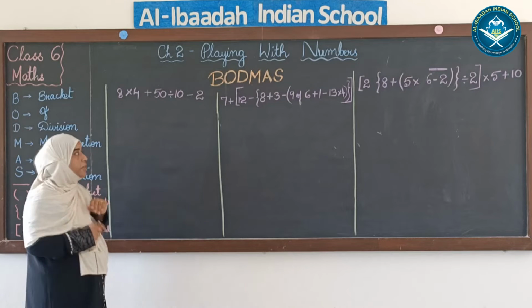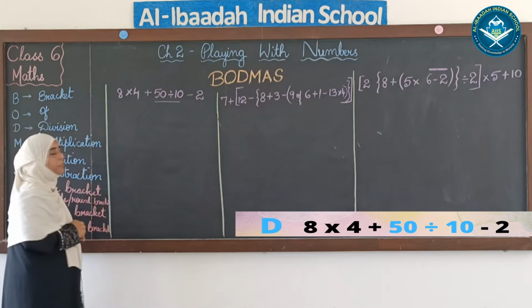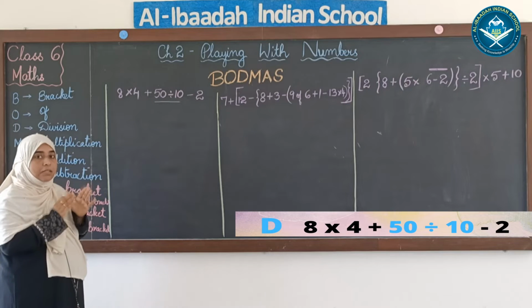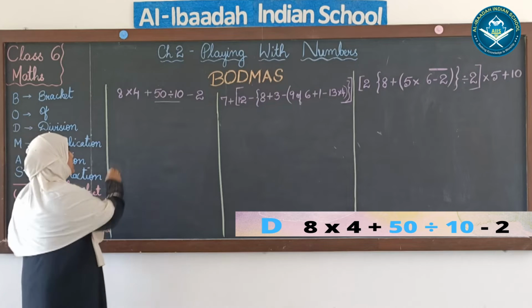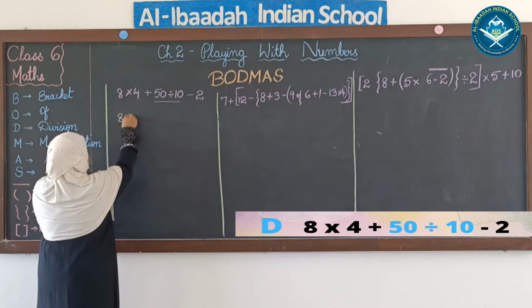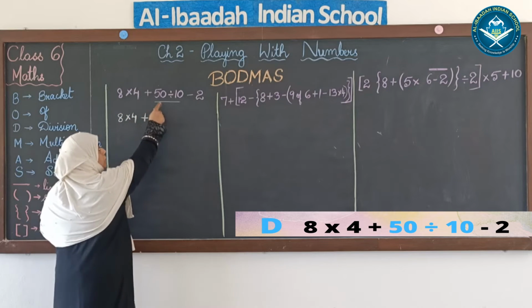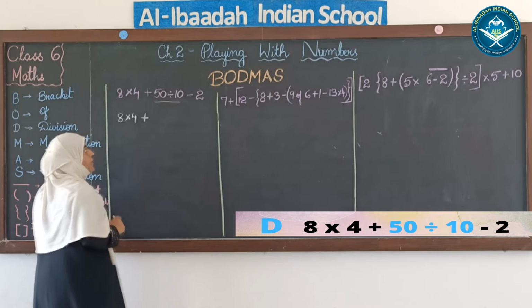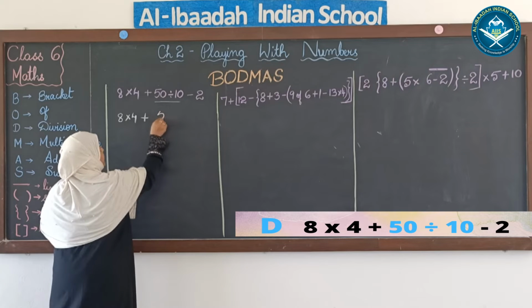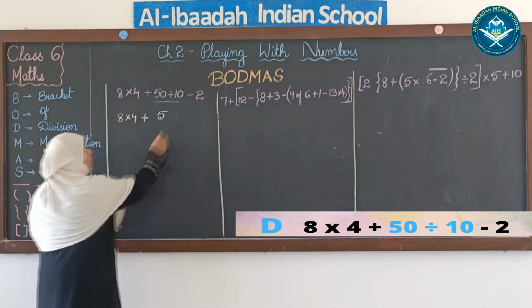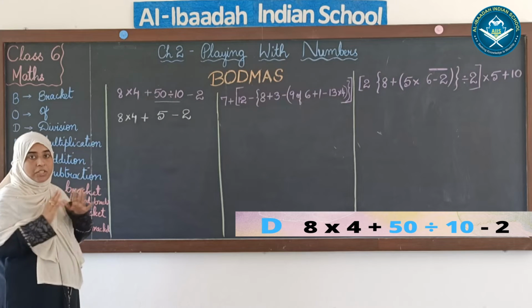D means division. Now where is division in this question? It's here, 50 divided by 10. Now this part you have to solve first. Okay, remaining numbers I will write as it is. So 8 into 4 plus, now this we have to solve. 50 divided by 10. Now when we divide 50 with 10, we will get 5 as the answer. Okay, then minus 2 we will keep as it is. So D we have solved, division is done.